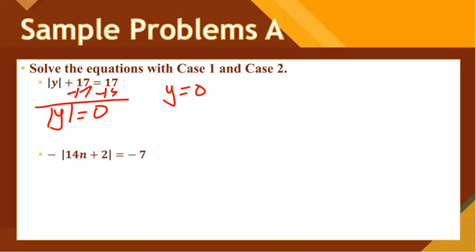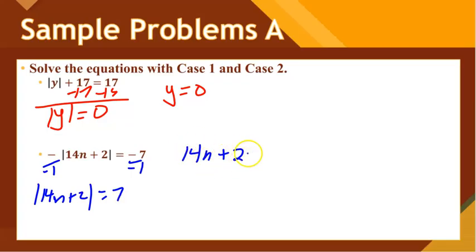Next, to get the absolute value by itself, I'm going to divide by negative 1. And now I have the absolute value of 14n plus 2 equals positive 7. Now that's important because if the absolute value is by itself, it can never equal a negative number. So now that I can take this out of the absolute value, I have 14n plus 2 equals 7, and I have 14n plus 2 equals a negative 7.